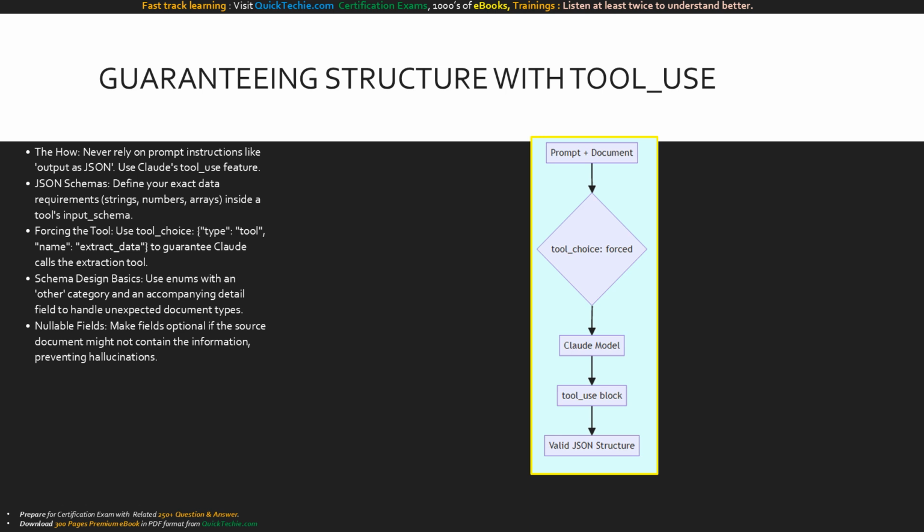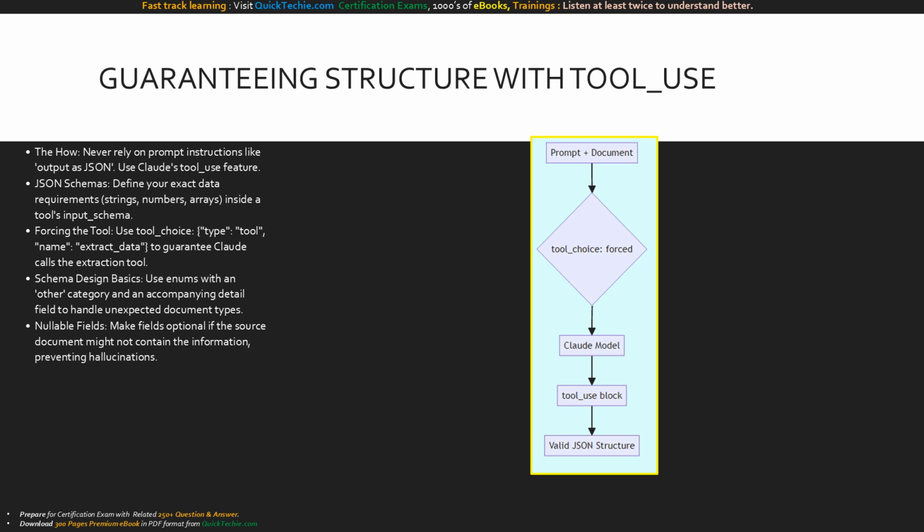When designing your schema, remember to include an "other" option in enums for weird edge cases, and make fields optional if they might be missing from the document. If you make a field required, but the data isn't there, Claude might hallucinate a value just to satisfy the schema. Here we see the exact mechanism.